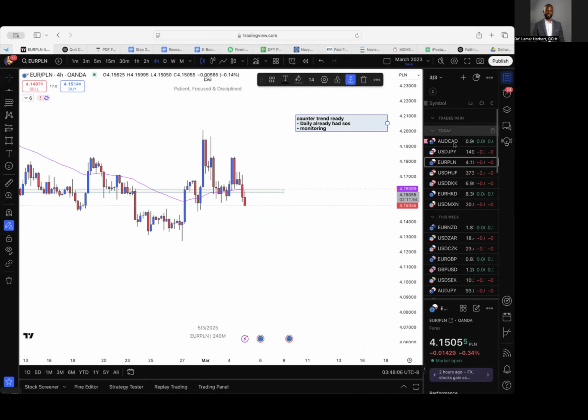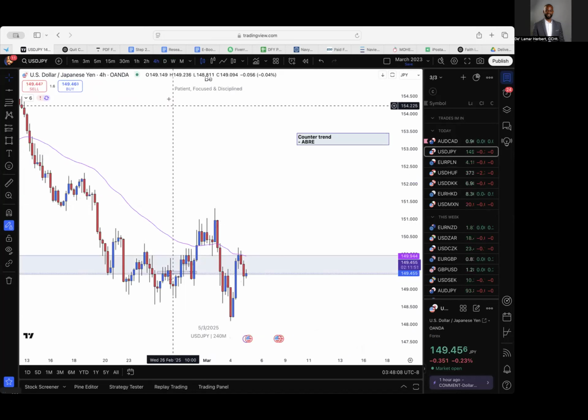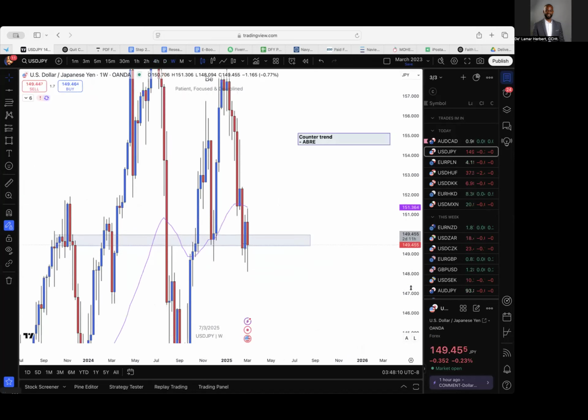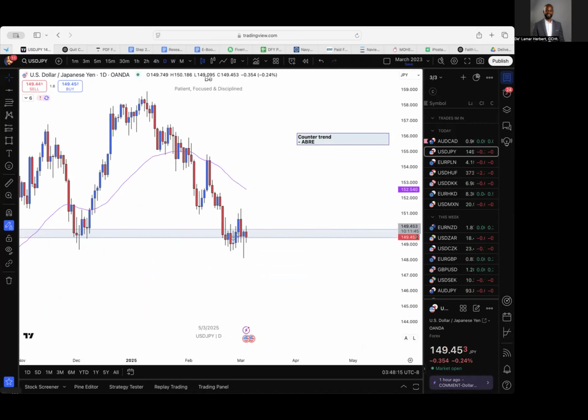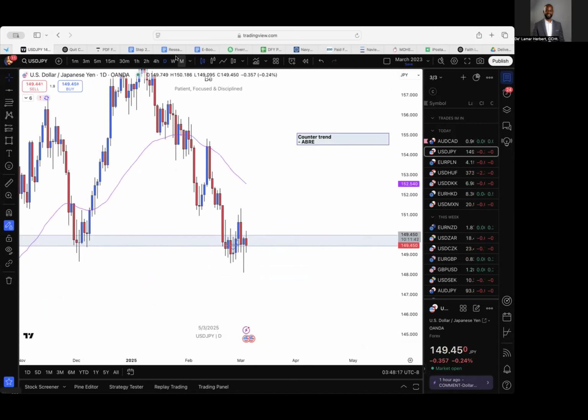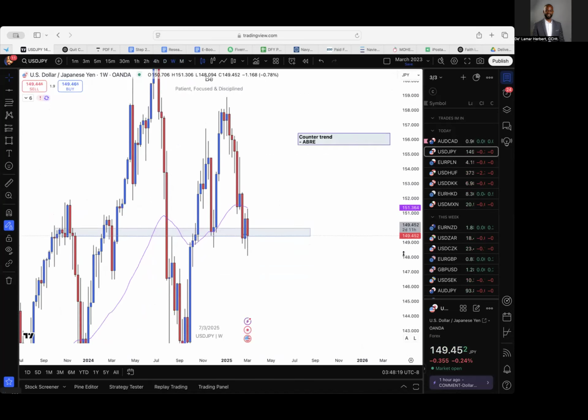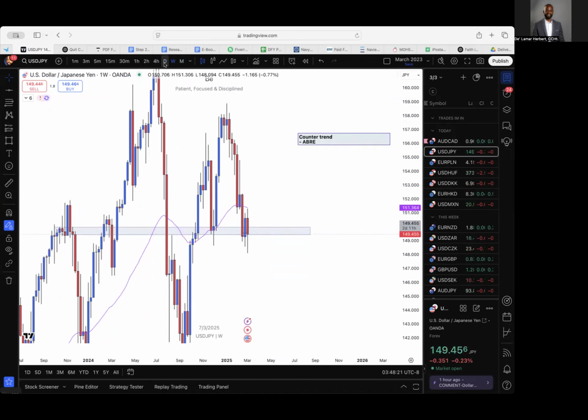All right. Next, we got USD JPY. USD JPY currently weekly is bearish. Daily is bullish, right? This would be a counter trend here because weekly is at this area of interest. So we'll be looking for that counter trend here.